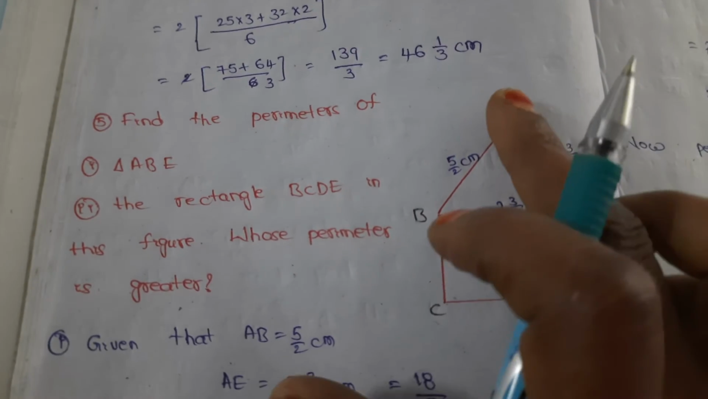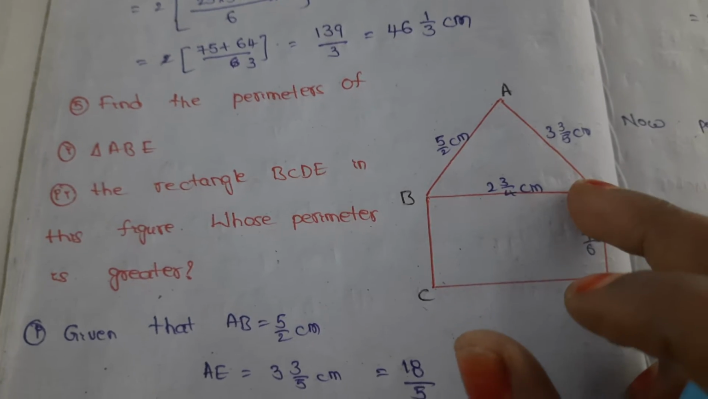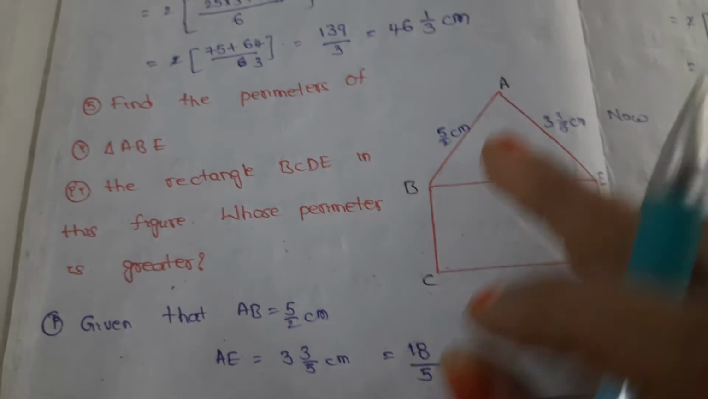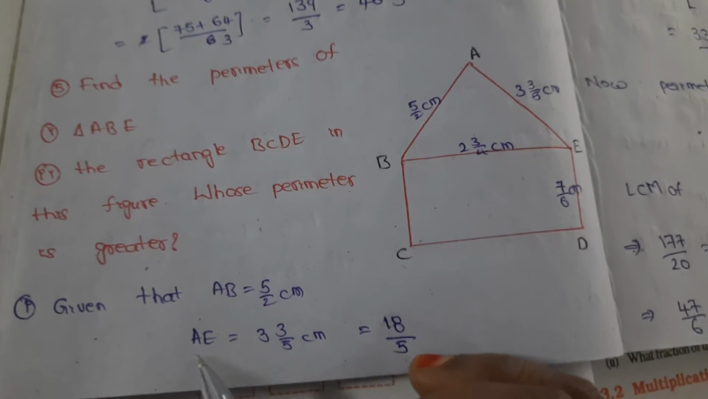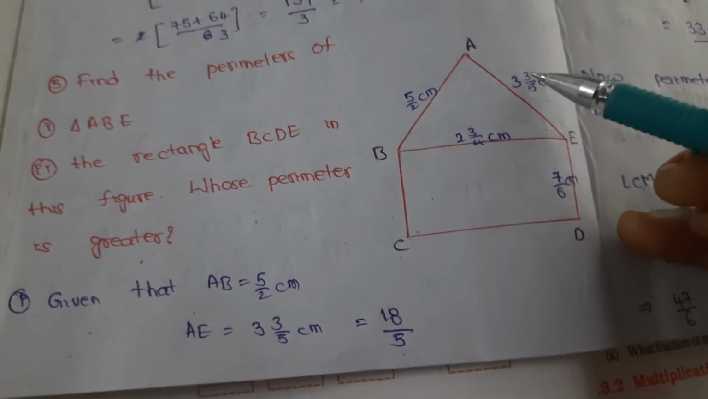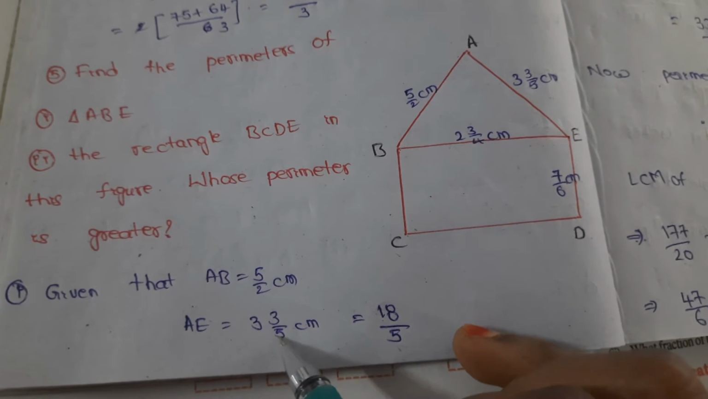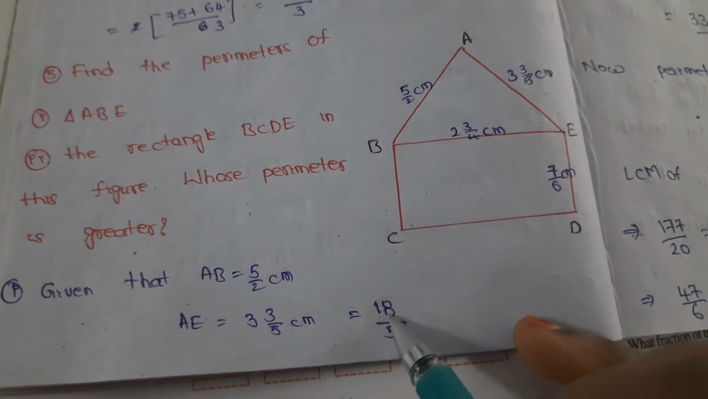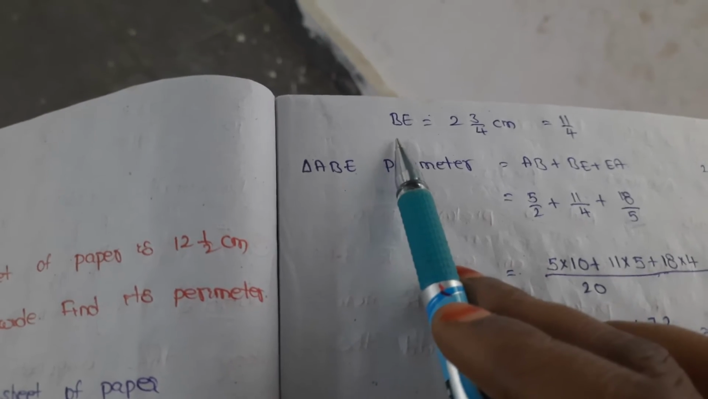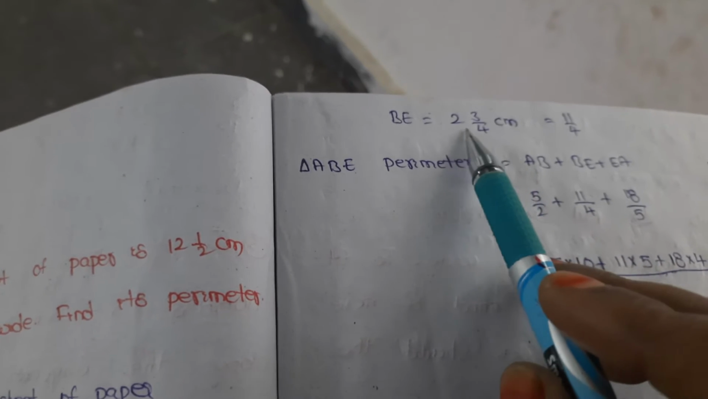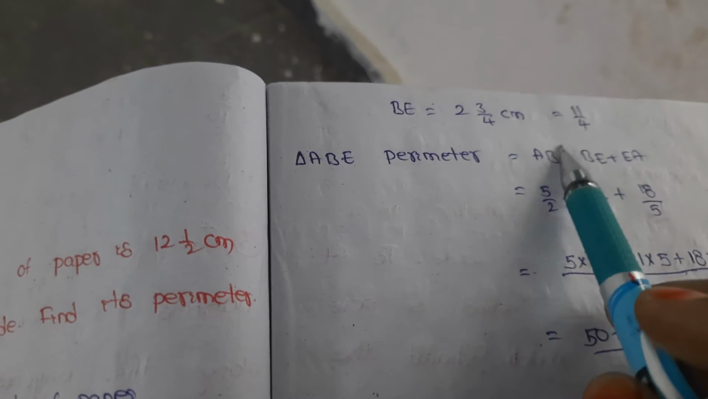Okay, first we are going to find out the perimeter of triangle ABC. First we are going to write the length of each side of this triangle. The AB length is equal to 5 by 2 and AE length is equal to 3 by 5. After simplifying this one, 3 into 5, 15 plus 3 is equal to 18 by 5. Next, one more side length BE is equal to 3 by 4. 2 into 4, 8 plus 3 is equal to 11 by 4 centimeters.